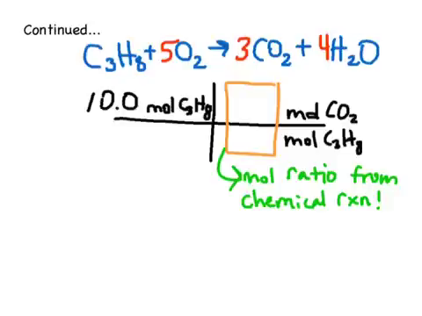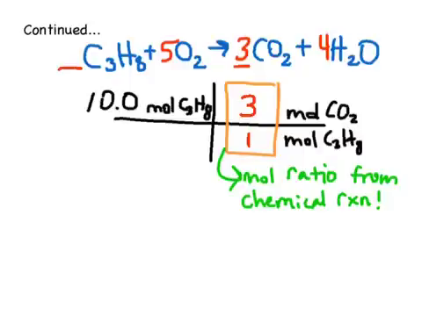So we're going to put in, how many moles do we have in our chemical reaction of CO2? Well, there it is, 3. So 3 goes on top. How many moles does it say for C3H8? 1. 1 goes on the bottom. Bam, you got it. Mole ratio from our chemical reaction.